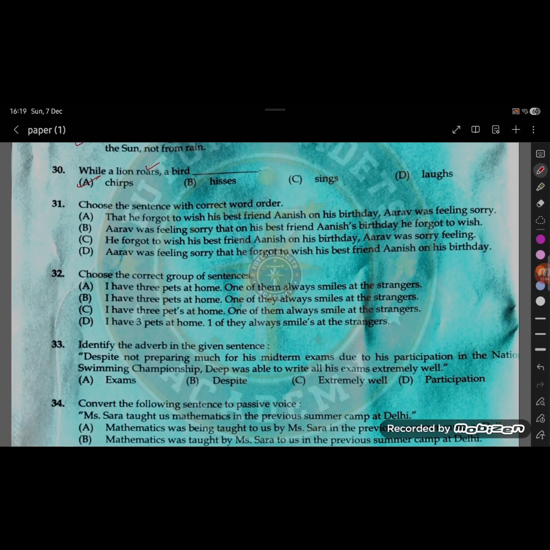Again, it's a correct word order. So the correct word order here will be, the answer here is D. Ara was feeling sorry that he forgot to wish his best friend Ansh on his birthday.